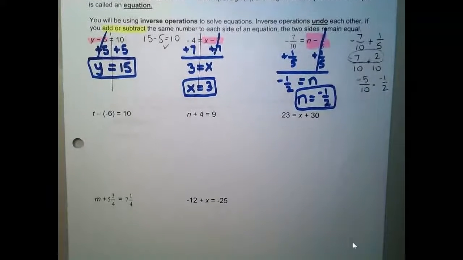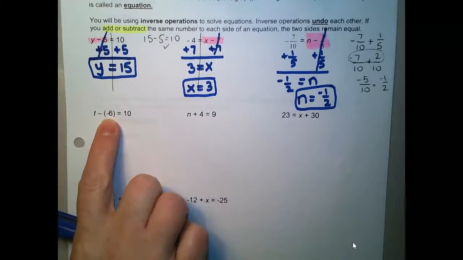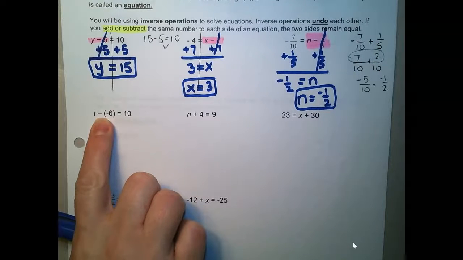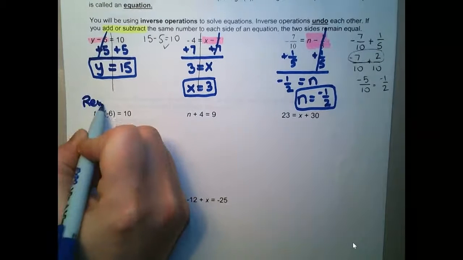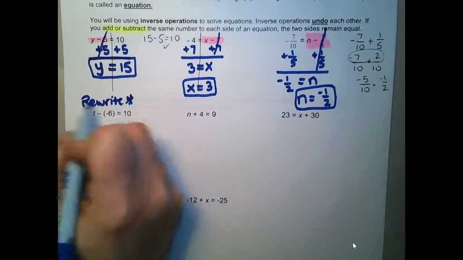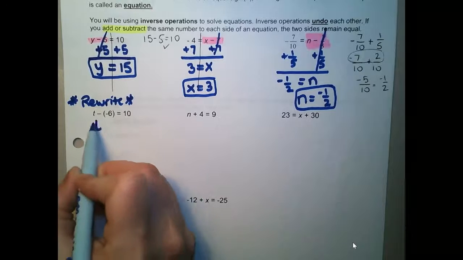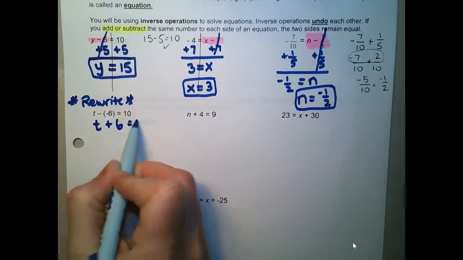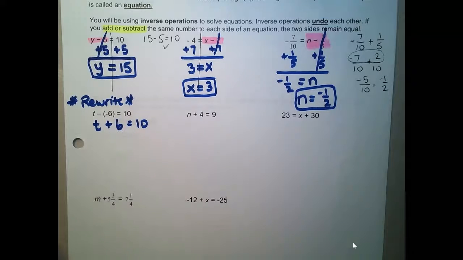Now, the next problem, t take away -6 equals 10. When you see this double, right, the subtraction and the negative sign both in the same place, we want to rewrite that. It is not ready for us to solve because there are too many signs. So t take away -6, we're going to rewrite that as t plus a +6 equals 10, minus a negative becomes plus the opposite, which is 6.